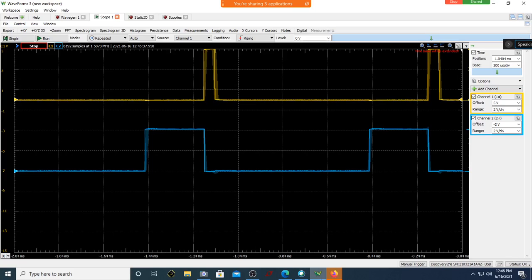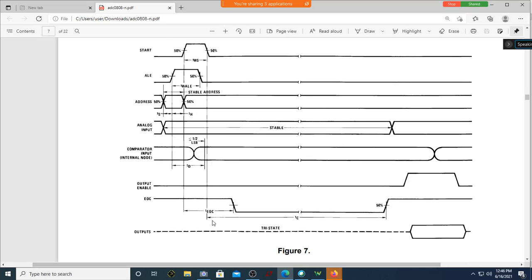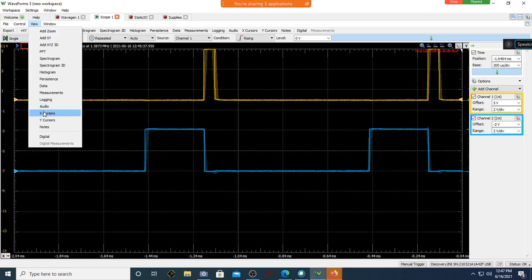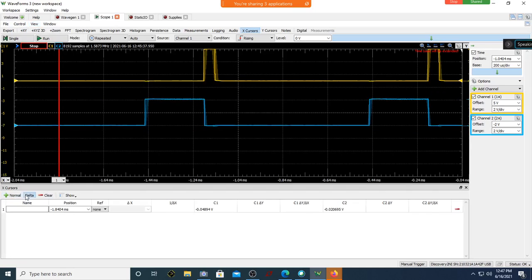Now, if you can see in this, see here, is the start of conversion valid from here to here? The end of conversion is valid from the point where your start goes low to the point where your EOC goes high. Correct? Yes, sir. We just go to the waveform here. This is the point where your start is going low. So what I'll do, I will take a cursor and place both of them, one normal and one delta.